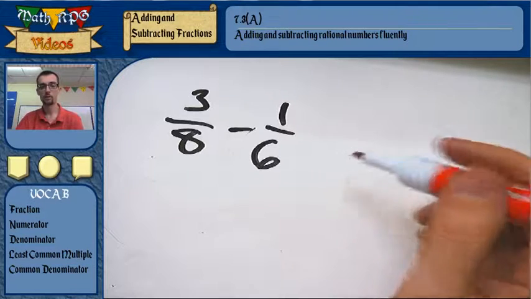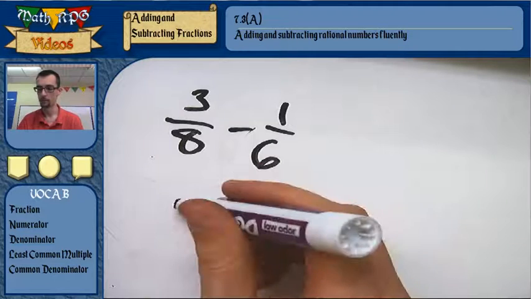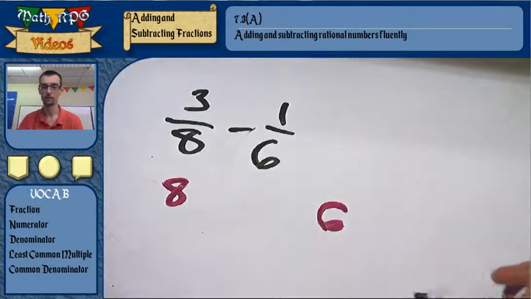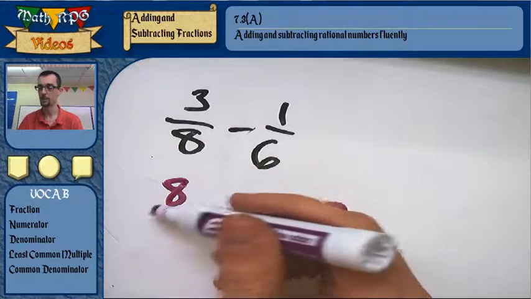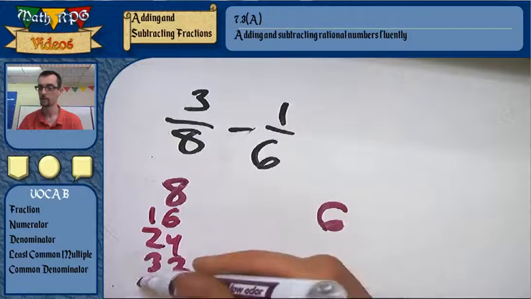So how do I know it's 24? Well, here's one way you can find the least common multiple of two numbers. I'm going to write 8 down right here. I'm going to write 6 over here. I'm going to find their least common multiple. Basically what I do is I start listing their multiples. So I start counting by 8s. 8, 16, 24, 32, 40, and keep going.